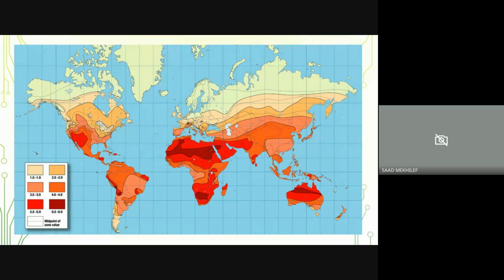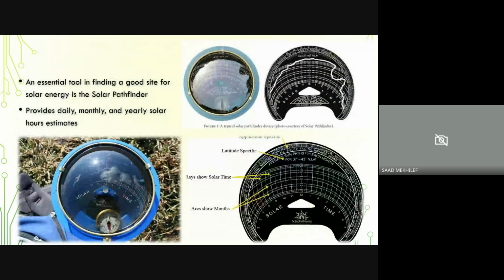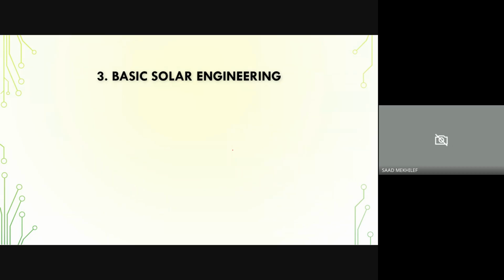For example, if you look into India, you see India has very good access, especially southern India, very good solar. I think this is Tamil Nadu, so this is a very good solar access. Australia also has very good solar access. I think I mentioned before the solar pathfinder we use. This is how it looks, and this is how the month and the hour are shown for each location.